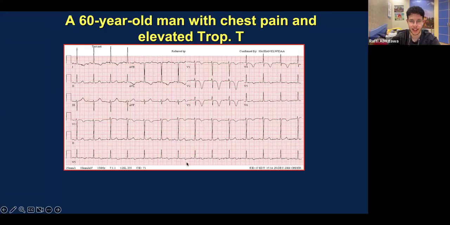A 60-year-old man with chest pain and elevated troponin T. What are you guys thinking?